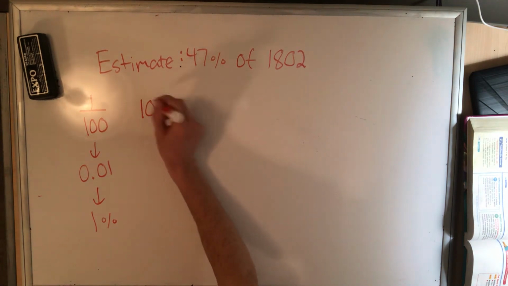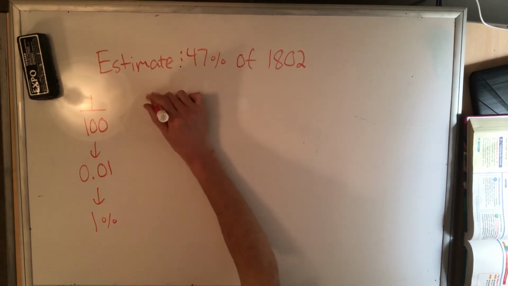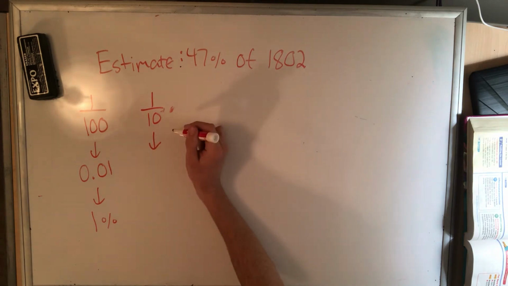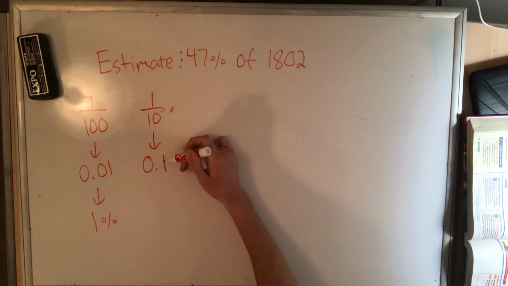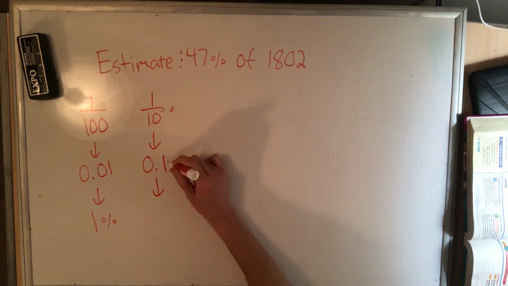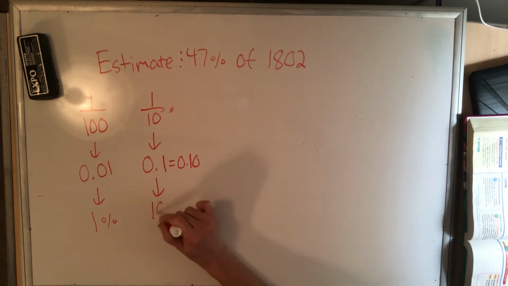10%, or actually 1/10 is 0.1, because that has 1 in the tenths place, the first decimal place. And 0.1 is the same thing as 0.10, because putting zeros at the end of decimal numbers does not affect the value. 1/10 is equal to 10 hundredths if you multiply 1/10 by 10 over 10. And so that's 10%.